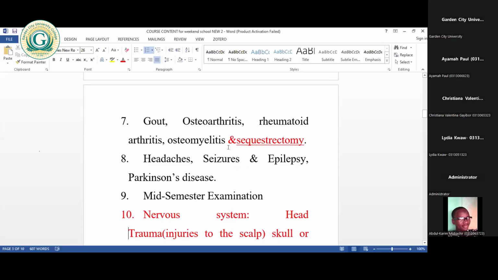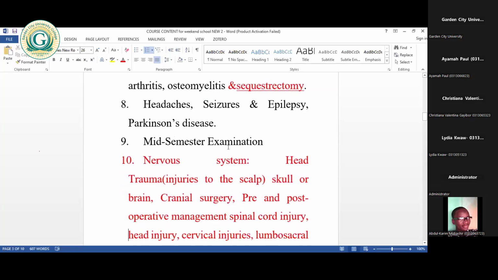Headaches, that is, if you look at unit 8, we have ended the musculoskeletal disorder at unit 7. So we are starting nervous system from unit 8. So under unit 8, we look at headaches, seizures, and epilepsy, Parkinson's disease. Then we will consider if it's possible to organize a mid-semester exam. We'll do that.